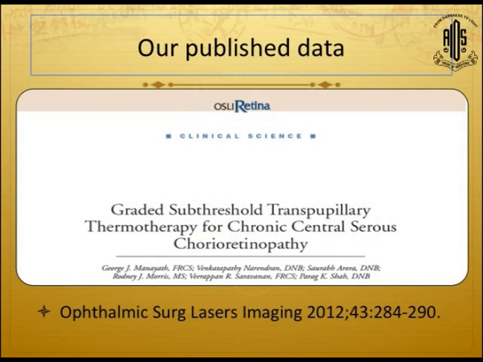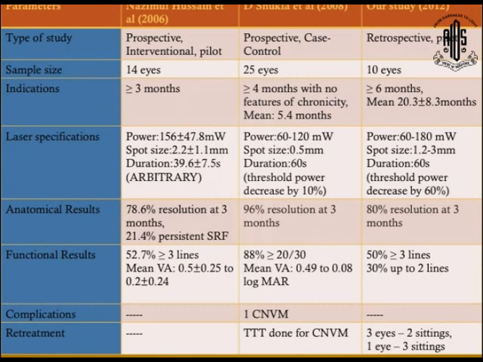This is data we have already published in OSLI, that is, graded subthreshold transpupillary thermotherapy for chronic central serous retinopathy in the Ophthalmic Surgery Lasers and Imaging journal in 2012. We compared our published data with earlier published data, that was Nasmulisan et al., published in 2006, and D. Shukla et al. in 2008. They had 14 eyes in the Nasmulisan series, and D. Shukla had 25 eyes. In our study, we had around 10 eyes.